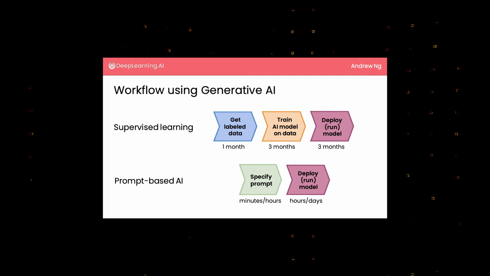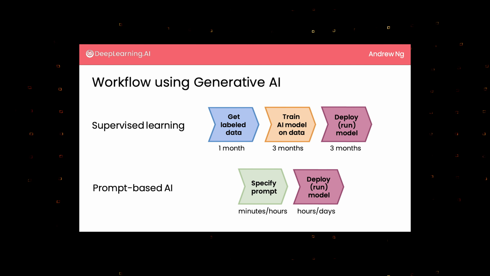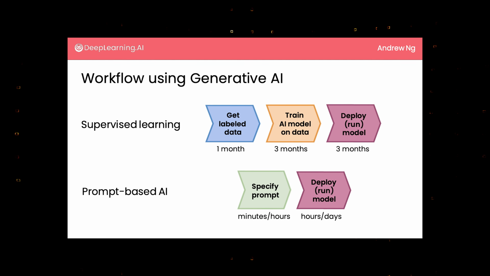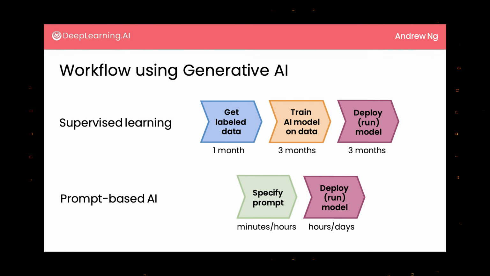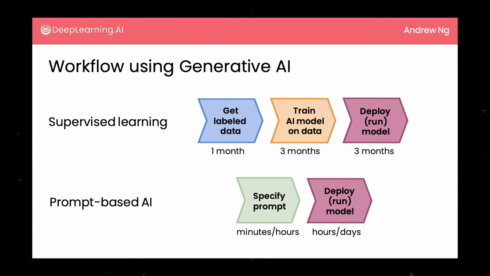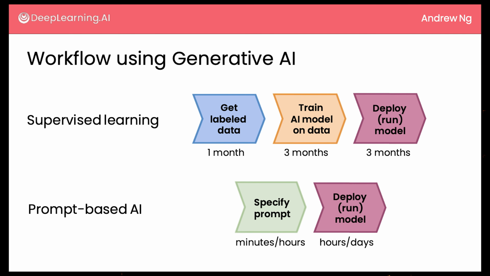So here is a comparison workflow. For supervised learning, it takes like a month to get labeled data, another 3 months to train the AI model on the data, another 3 months to deploy and to run the model. While for prompt-based AI, it takes minutes to hours to specify the prompt and hours to days to deploy and run the model.